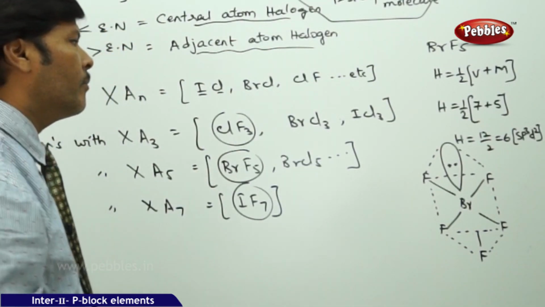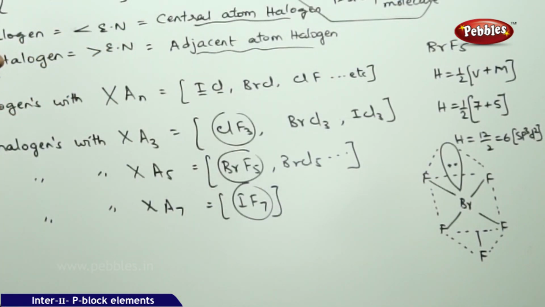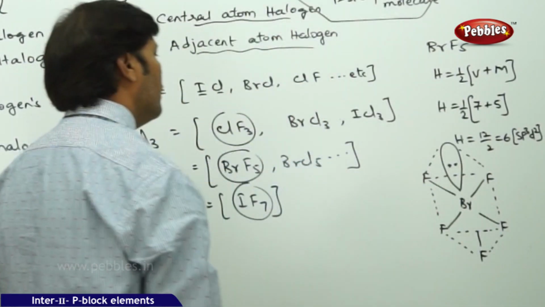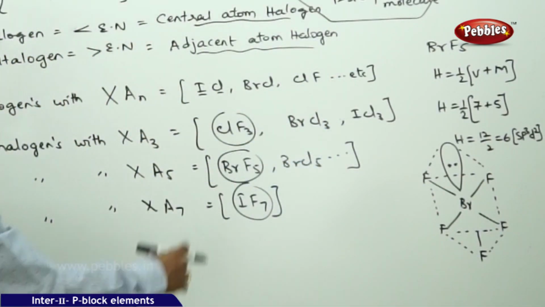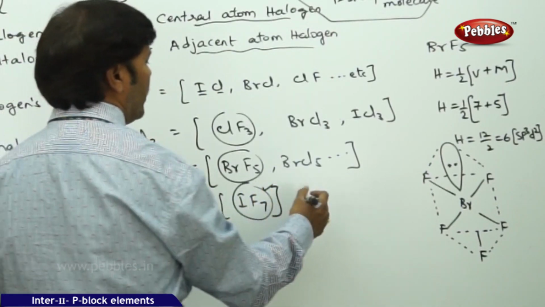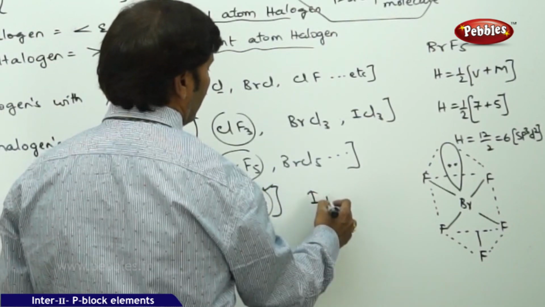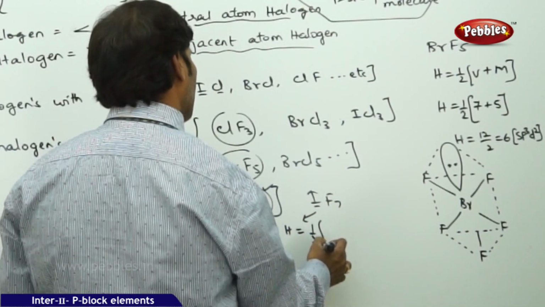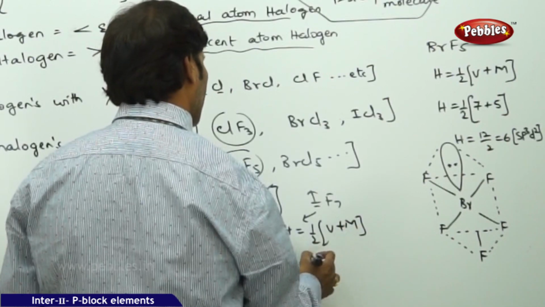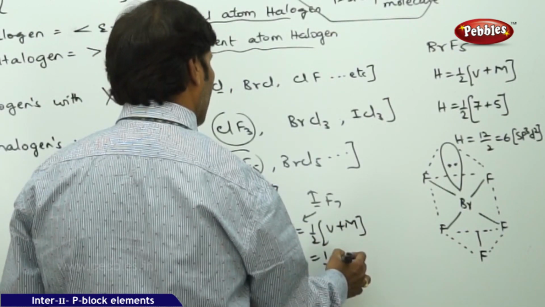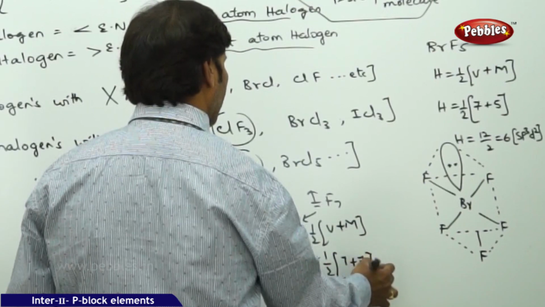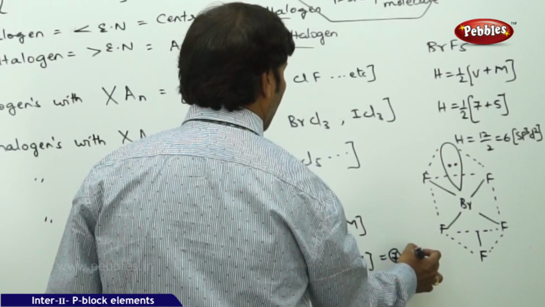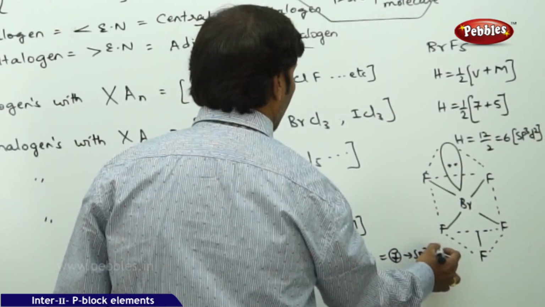Octahedral plane we can put it. So this is something like square pyramidal. The shape is square pyramidal for the BrF5 molecule, and even for IF6 and IF7 we can do the same thing. In IF7, the hybridization is H equals half of V plus M, so half of the number of valence electrons of iodine, 7, and the fluorine is also 7. So this is 14 by 2, this is 7. 7 means it is sp3d3 hybridization.